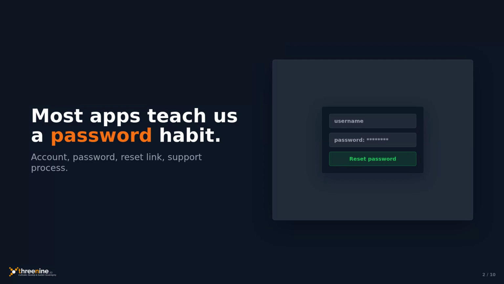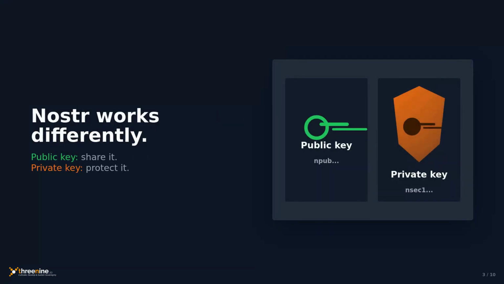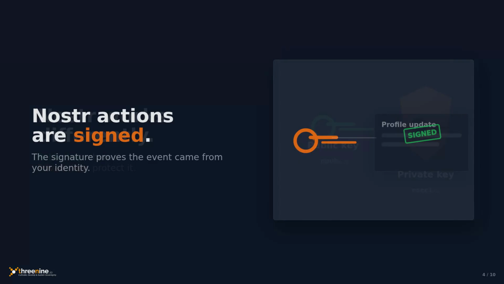Nostr is different. On Nostr, your identity is based on a pair of related keys. Your public key can be shared. It's how other people and apps recognize your identity. Your private key must stay private. It is the secret that proves you control that identity. The simple rule is this: public key out, private key in.